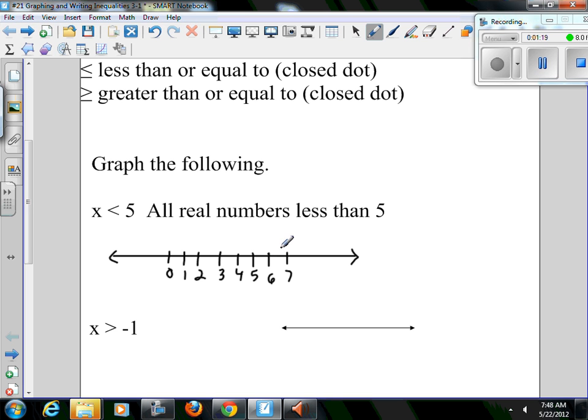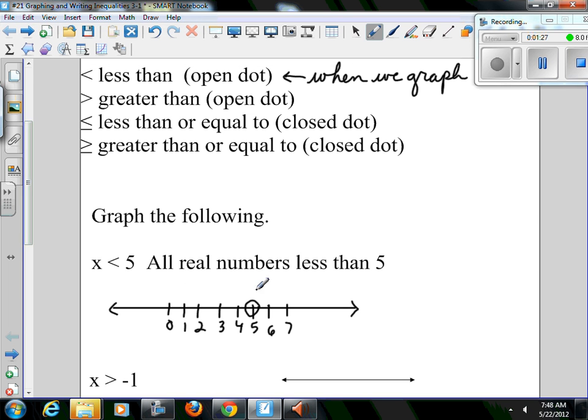But if I want to graph all real numbers less than 5, I am going to put an open dot on 5 because it's a less than, and then an arrow going to the left. Same direction as the arrow here, because numbers to the left of 5 on the number line are less than 5. So the open dot means that it's all numbers less than 5, but not including the 5.